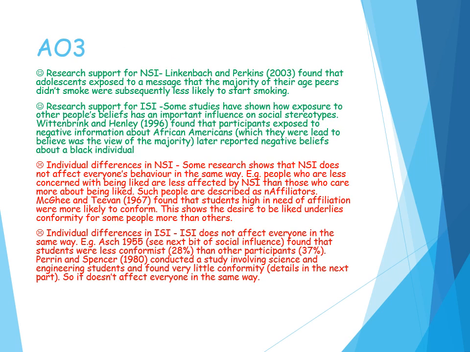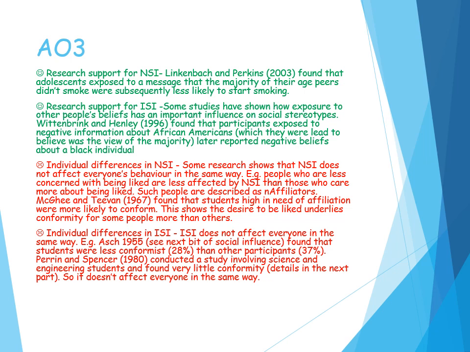In terms of evaluation then, we have supporting evidence for both normative and informational social influence. Normative social influence has supporting evidence. It's been found that adolescents, when they were exposed to a message that they believed the majority of their peers didn't smoke, were less likely to start smoking. So they went along with the group norms of not smoking.